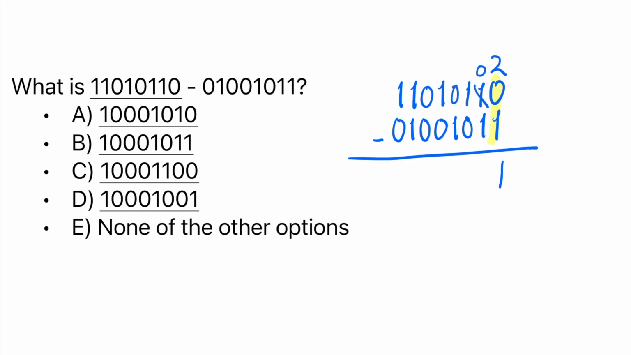And we are faced yet again with a similar situation like we just faced in the first column. And again, we'll have to borrow. Becomes 2. 2 minus 1, 1. Next is 0 minus 0.